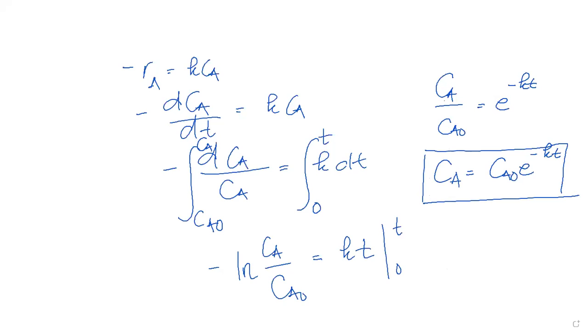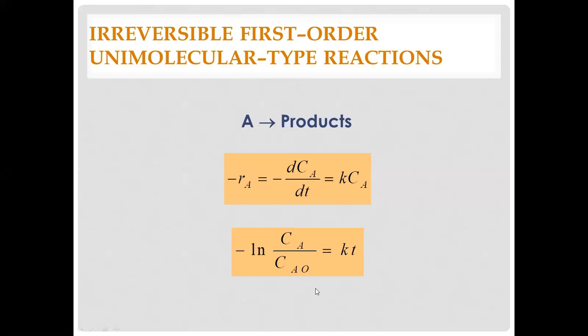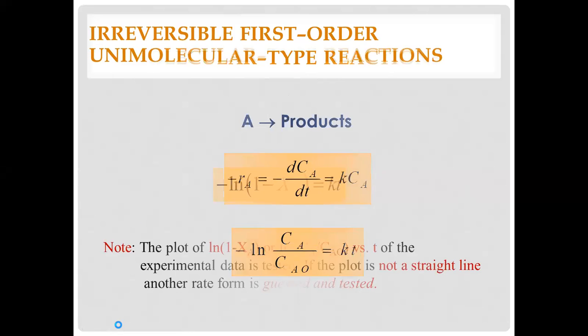So I will go back to our PowerPoint slide. And this is the formula that I have written here. It was only simplified in that particular board, in our board. That way you will have a specific formula that has C_A expressed in terms of T. This is for an irreversible, unimolecular, first order type of reaction.